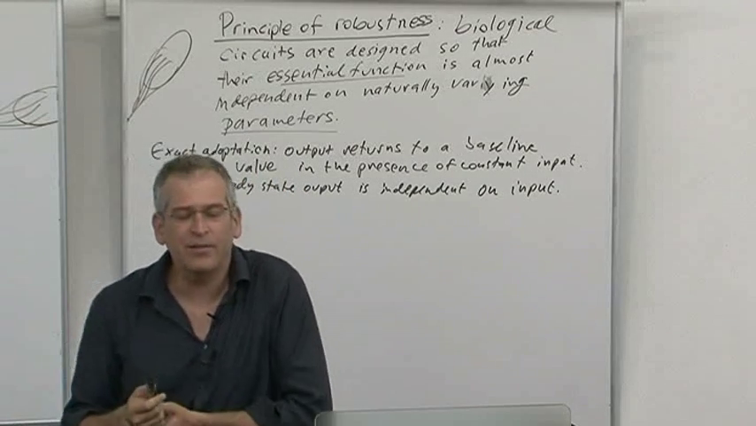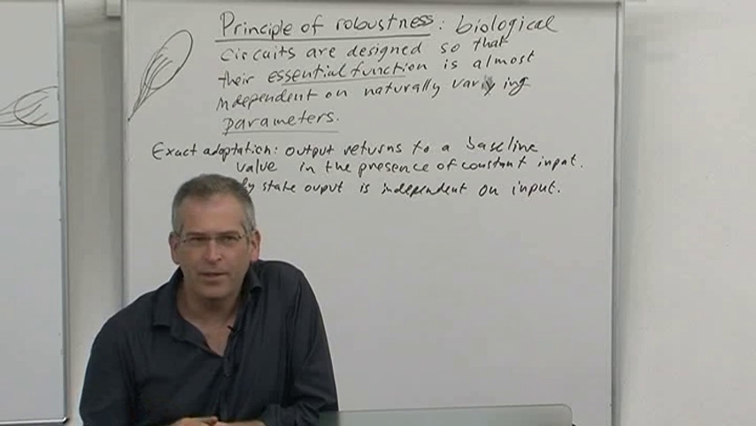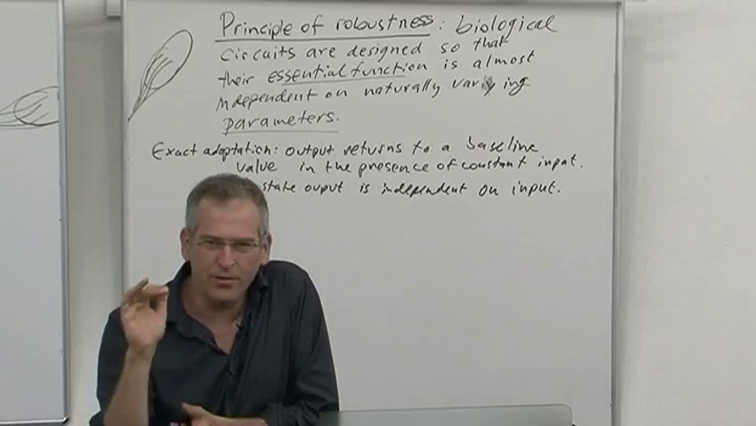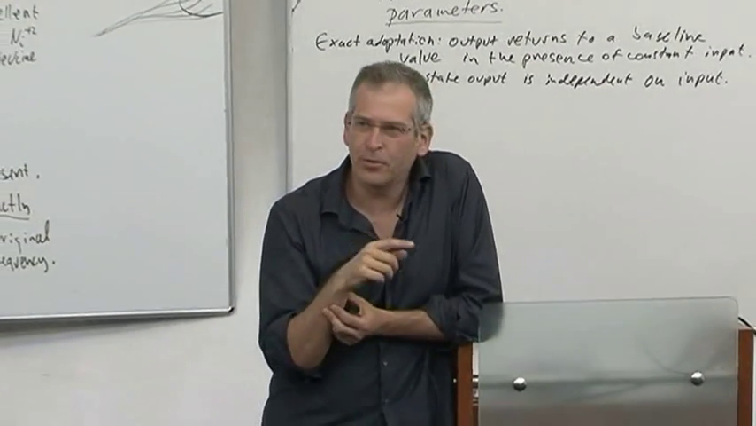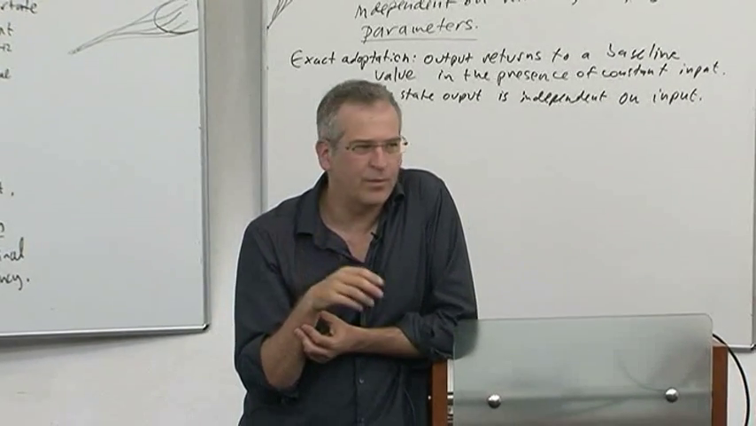Now, the systems we discussed last time, all the signaling systems, didn't have adaptation. You put in an input, they respond and stay that way. A lot of signaling systems are like that. But a lot of sensory systems do have exact adaptation. You put in an input, they respond, and then they adapt. And that's important for them.